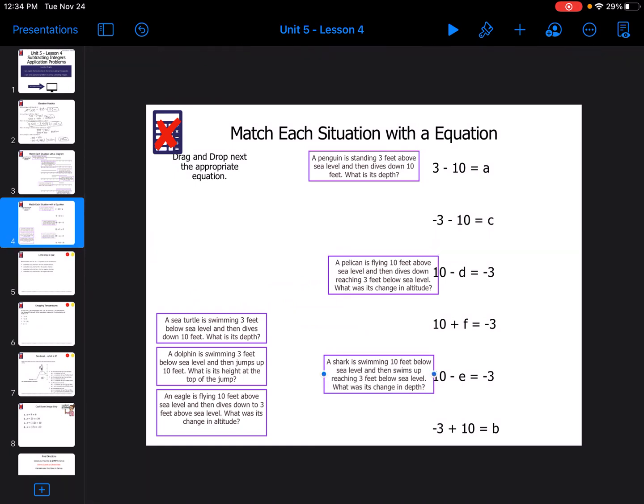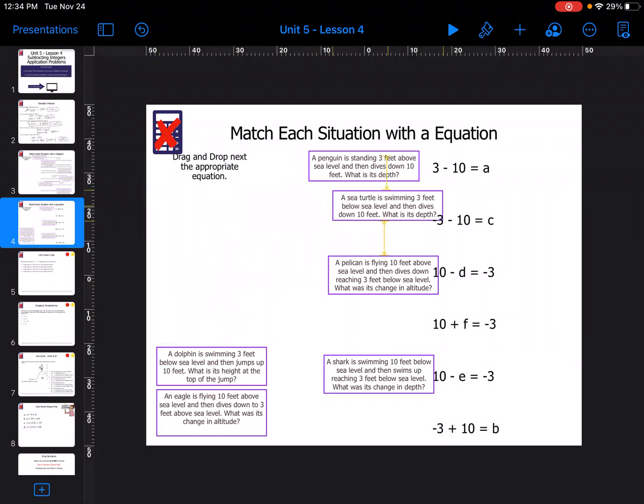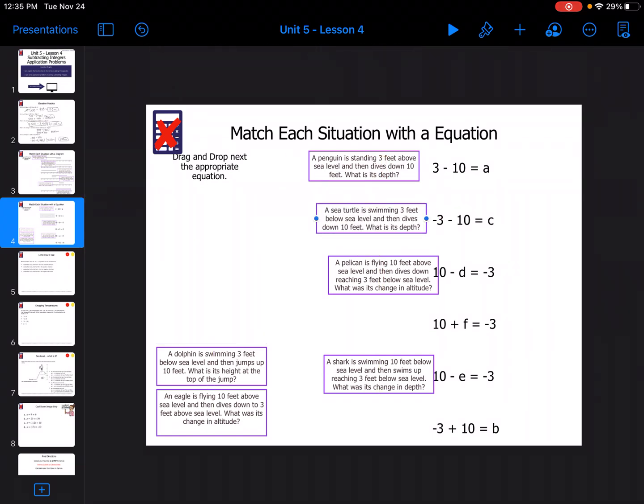A turtle is swimming 3 feet below sea level, and then it dives down 10 more feet. What is its current depth? I think that one's going to be here because it starts at -3 and it goes down 10. A dolphin is swimming 3 feet below sea level, and then jumps up 10 feet. I think this one's going to go here.